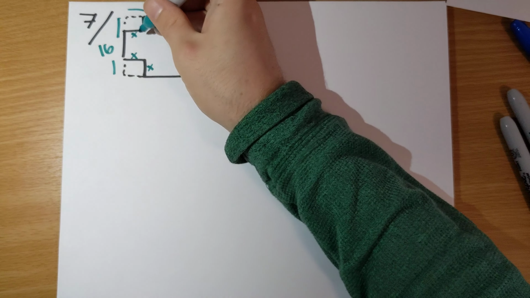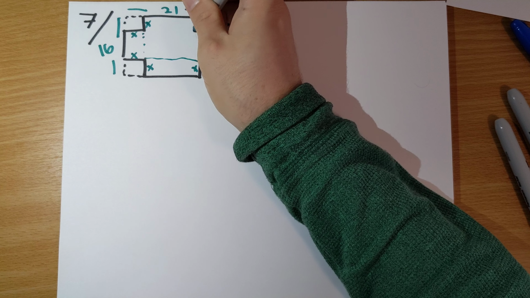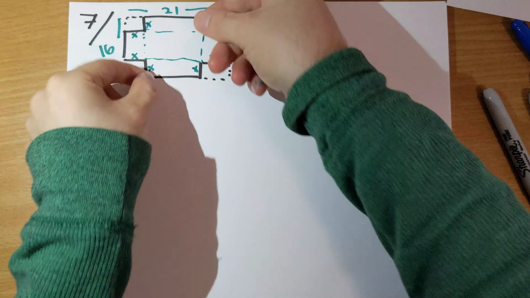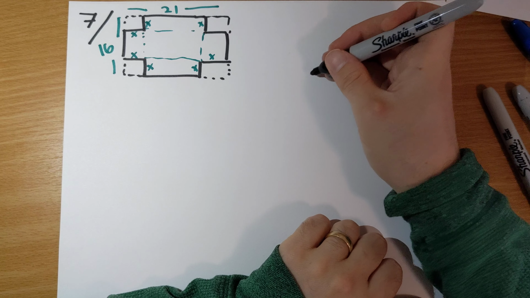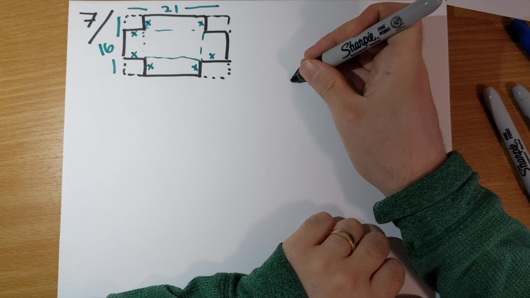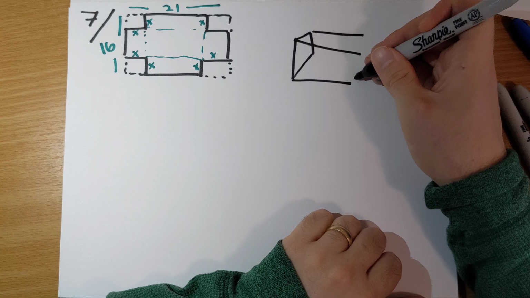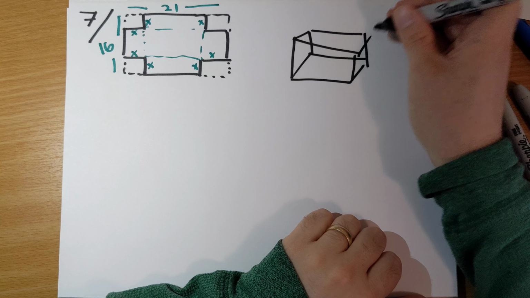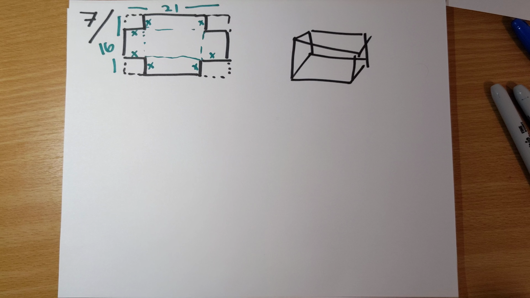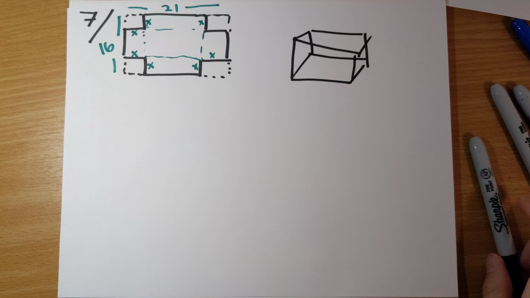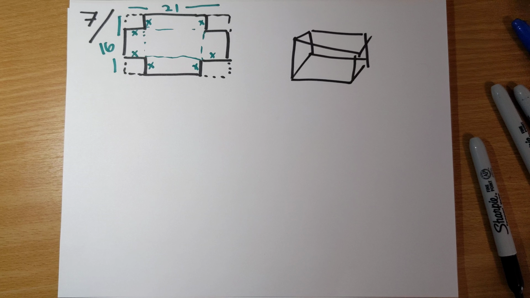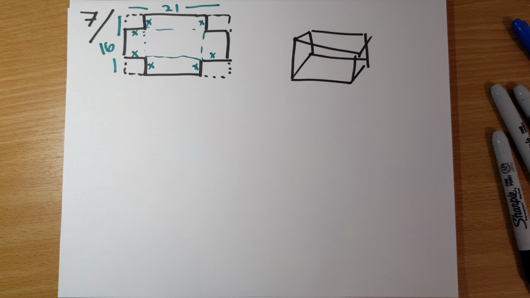And the idea is that you fold on these dotted lines that I'm drawing right here, and you fold this up, and you end up with some kind of little box here. Okay, not my best box ever, but you get the picture for what's going on. Okay, so our goal is that we want to maximize the volume of this box here. Okay, what are the dimensions?